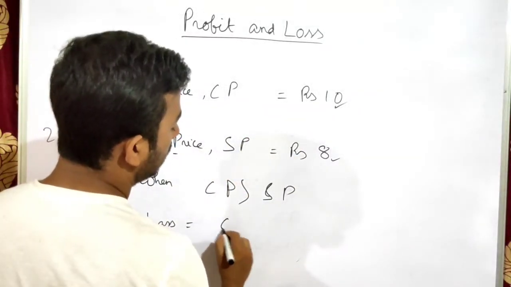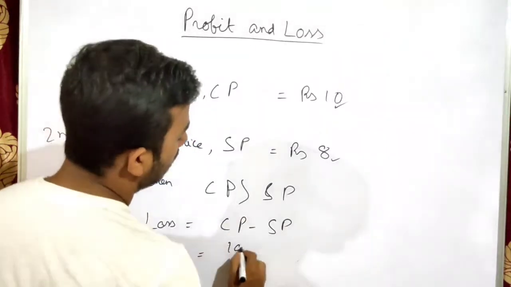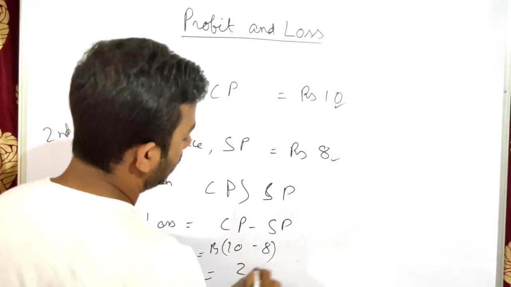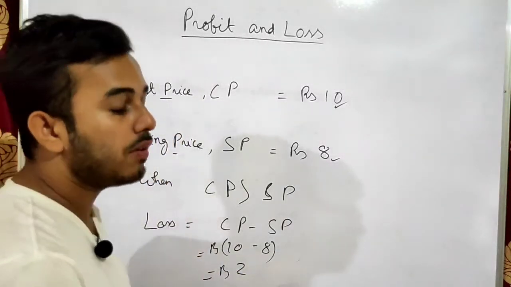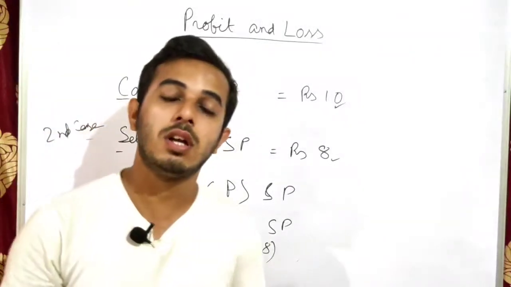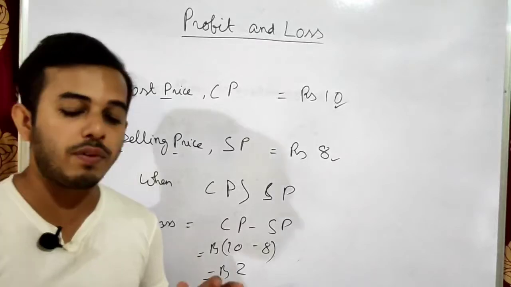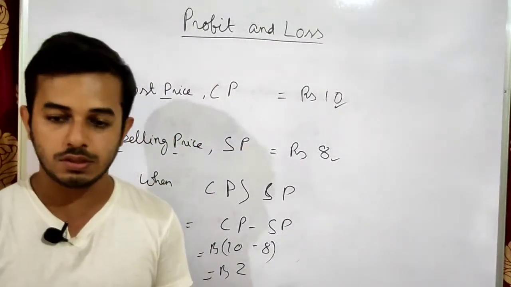Loss equals CP minus SP. CP is what? 10 minus 8 equals 2, okay. So by this we can find out how much loss and how much profit we have made, okay. Now we have to find it in percentage, that is profit percent, loss percent, okay.